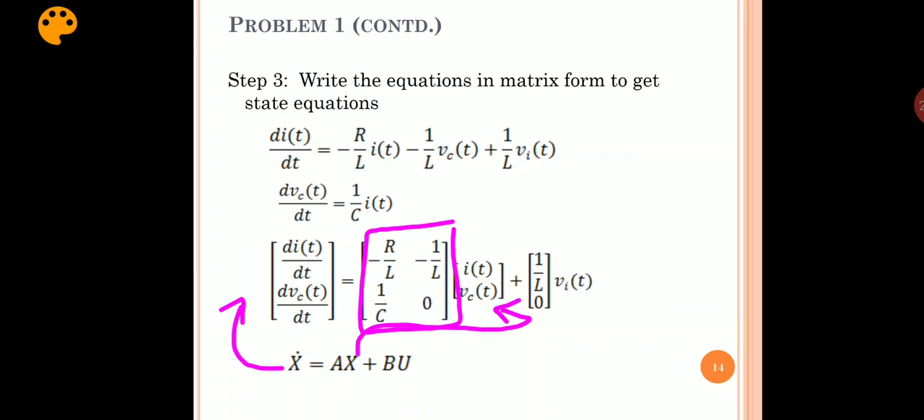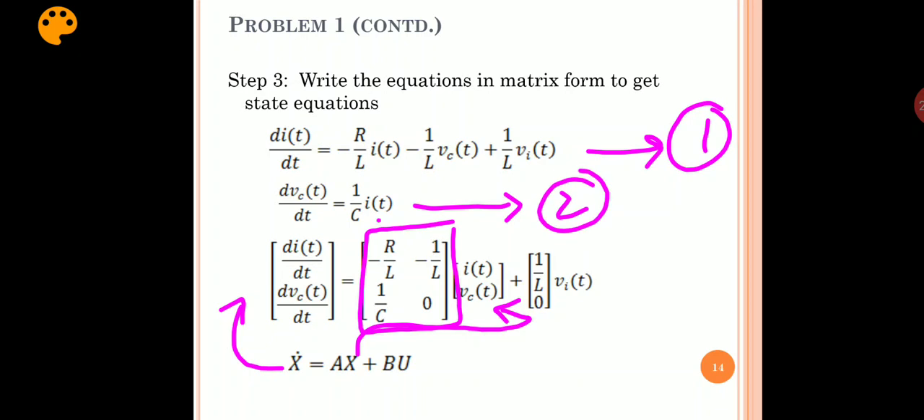In the first equation, what is the coefficient of i(t)? That is minus R by L. The coefficient of Vc(t) is minus 1 by L. In the second equation, what is the coefficient of i(t)? It is 1 by C, and the coefficient of Vc(t) is nothing, so it is 0. Plus it should be B into u. What is u? U is the input. Input is nothing but Vi(t). In the first equation, what is the coefficient of Vi(t)? It is 1 by L. In the second equation, there is no Vi(t) term, so it is 0.